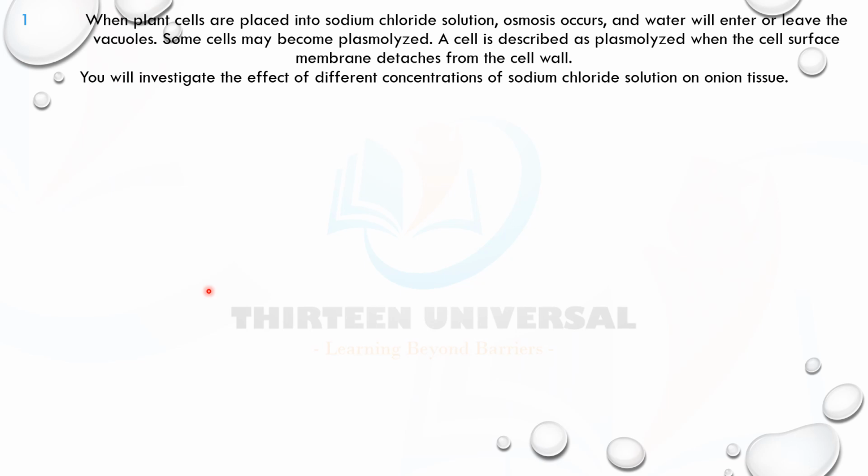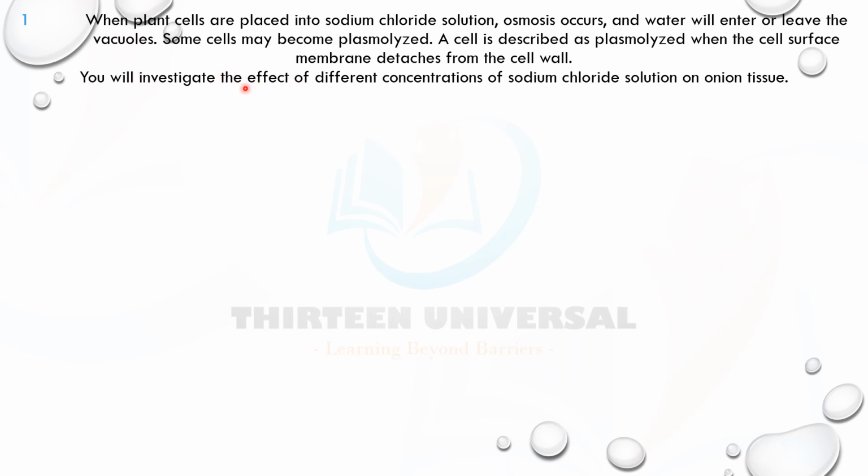This is microscopy. When plant cells are placed into sodium chloride solution, osmosis occurs and water will enter or leave the vacuole. Some cells become plasmolized. A cell is described as plasmolized when the cell surface membrane detaches from the cell wall. When cell wall and cell membrane are fighting, that's plasmolysis. They separate. We call it divorce. A divorce. They've been married. Now at this point, they cannot solve this problem, so they detach. Cell membrane detaches from cell wall. That's plasmolysis.